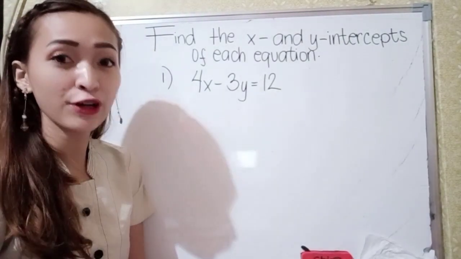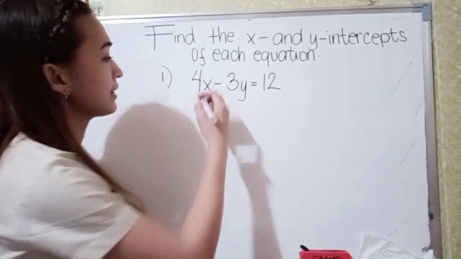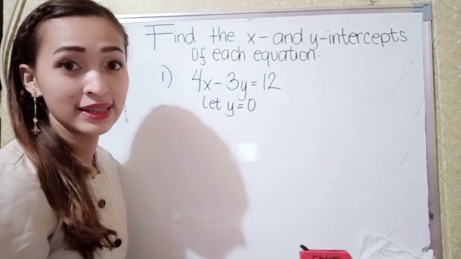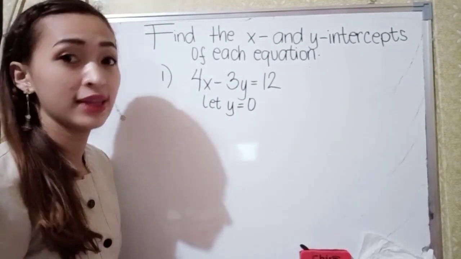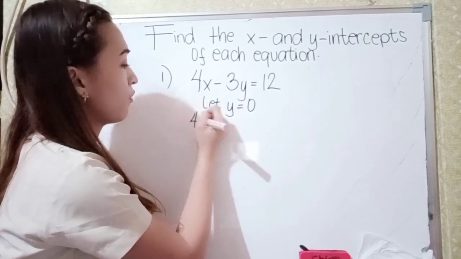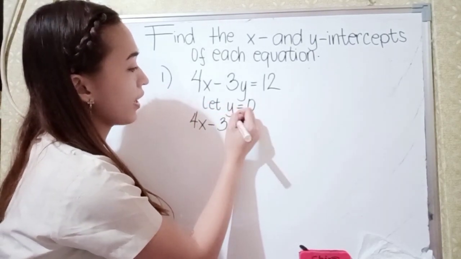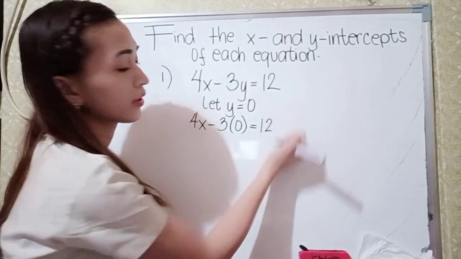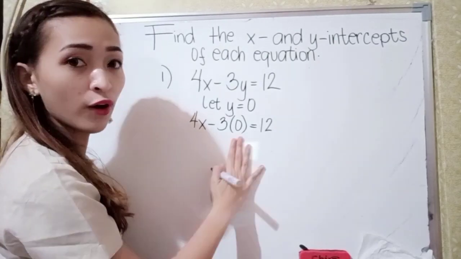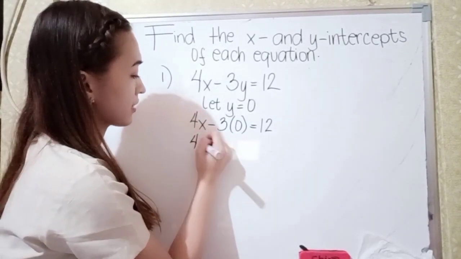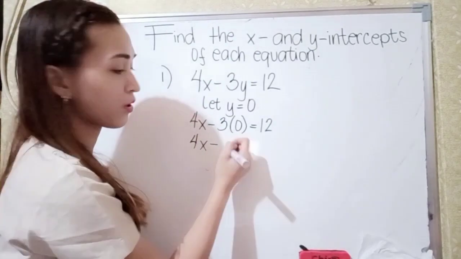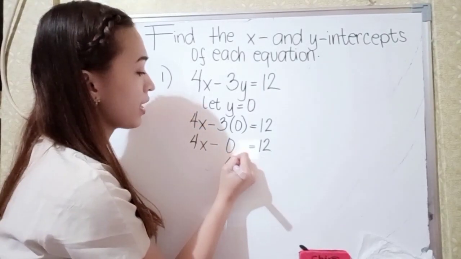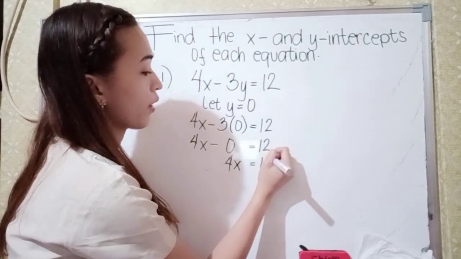To get first the x-intercept, let y be equal to 0, just to get the x-intercept. So it will become 4x minus 3, and our y will be 0, equals 12. Next is to perform the operation. So we have 4x minus 3 times 0 is 0 equals 12. That will be 4x equals 12.